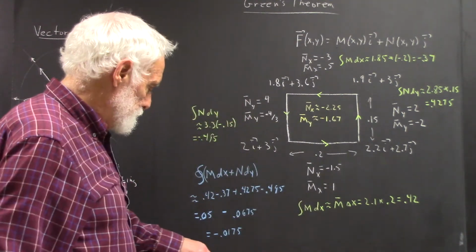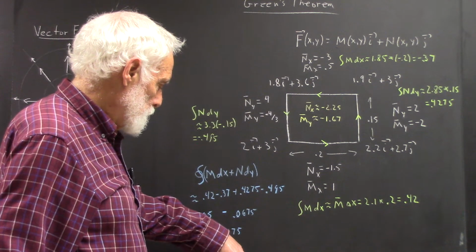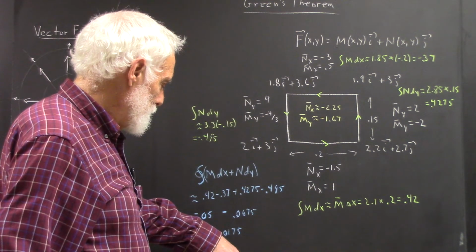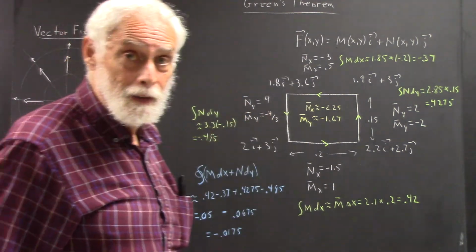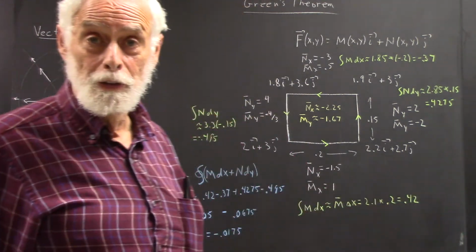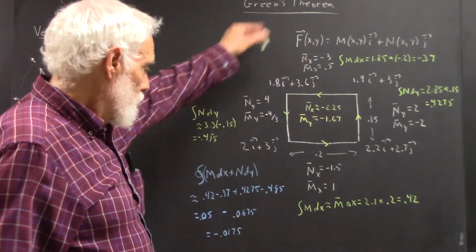Now, I would not introduce Green's theorem this way to a typical class. And I've never done it this way before numerically. I've always done it symbolically because it's so much easier. But let's try to understand what's going on here.